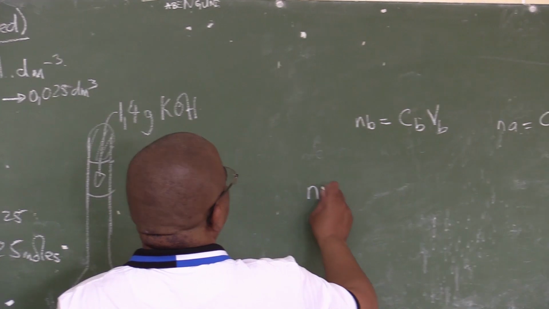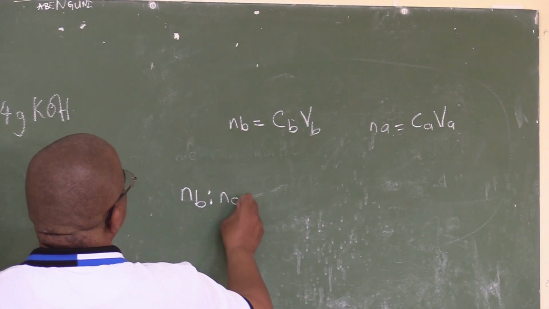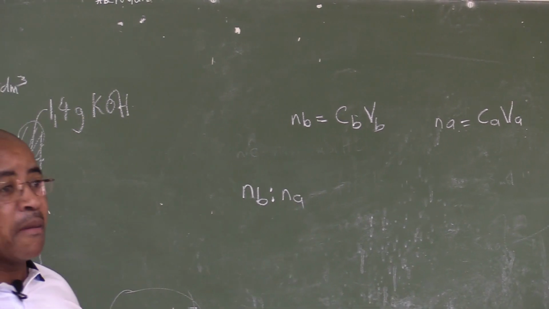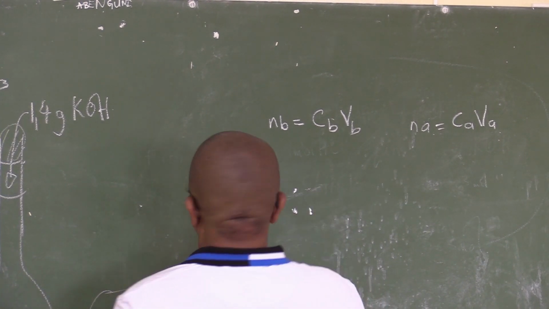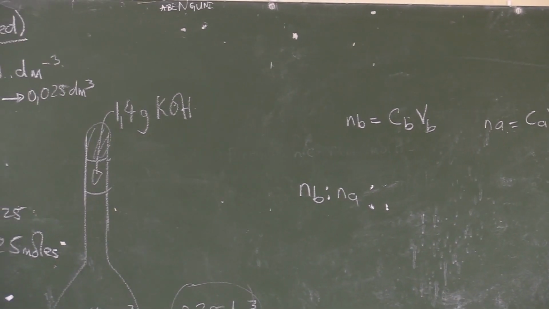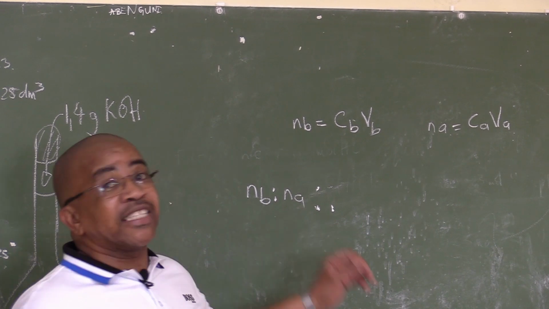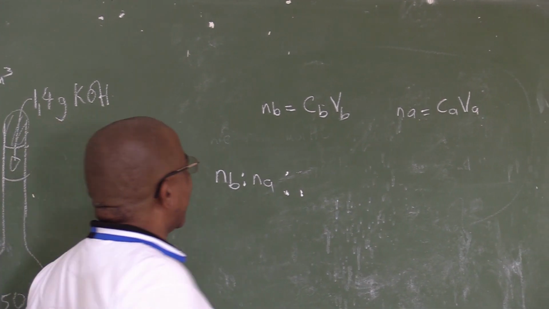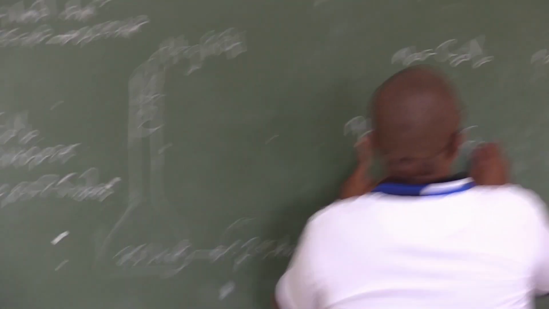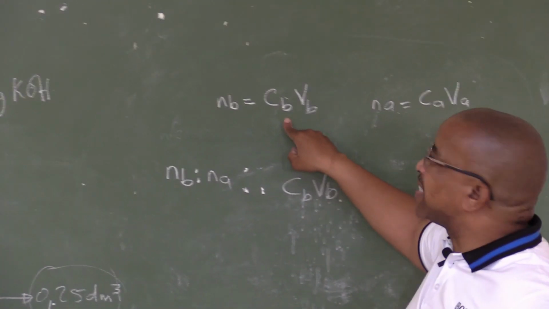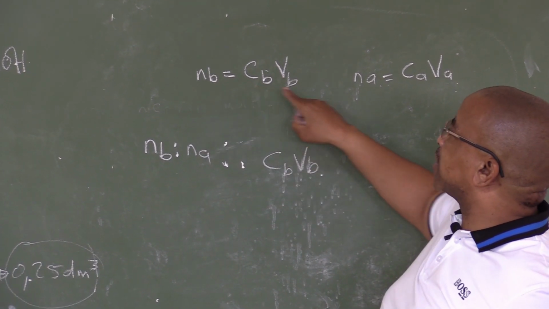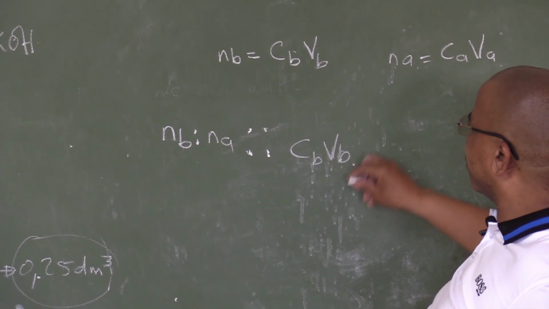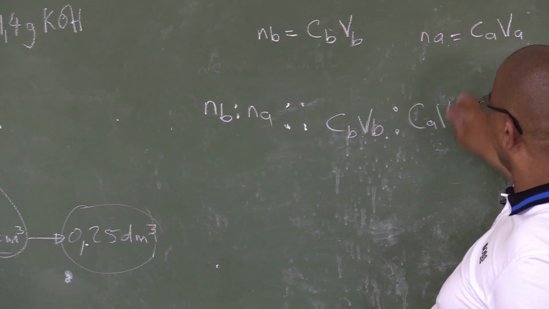Number of moles of the base is to number of moles of the acid. Let me write it in English: number of moles of the base as against the number of moles of the acid is as what? I'm expressing the number of moles of the base in terms of concentration and volume. Number of moles of base as against number of moles of acid is as concentration of base times volume of base as against concentration of acid times volume of the acid.